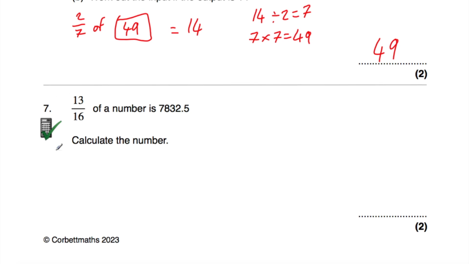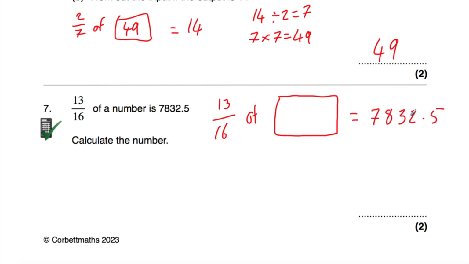Okay, so question number 7 is a calculator question, which is quite nice, and we're told that 13/16 of a number is 7,832.5. Now I can see why it's a calculator question, and the question says calculate the number, so we want to work out what the number is. So 13/16 of a certain number, and I'm going to do a big box there just in case it's a big number, is equal to 7,832.5. So we know that if we started with this number, we would have divided it by 16, got a 16th of it, and then times by 13 and got this.